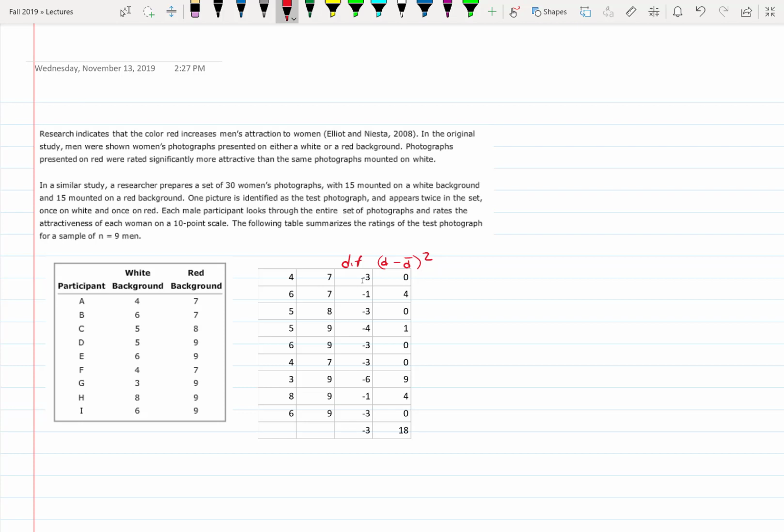It's only -3 because of the order in which we did the problem. We did the white background minus the red background. We could have done it the other way around, and this would have turned out to be a positive 3. So that doesn't make any difference. These here are the squared differences for each score, and this here is our sum of squares.